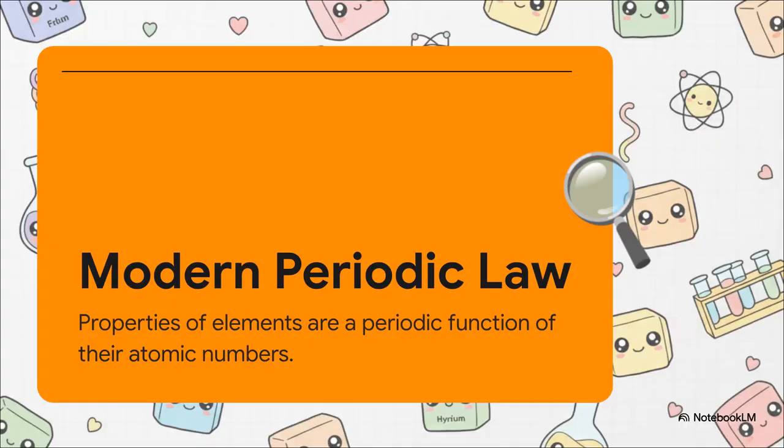Which brings us to the ultimate rule of the game. The crucial takeaway is the modern periodic law. Elements are arranged by atomic number, causing those with similar physical and chemical properties to repeat at regular intervals. This right here is the absolute bedrock of modern chemistry.